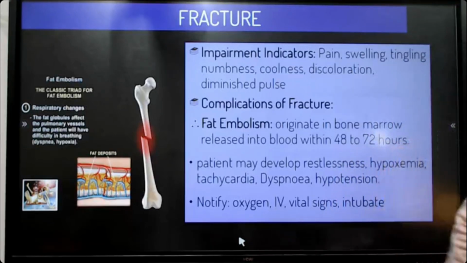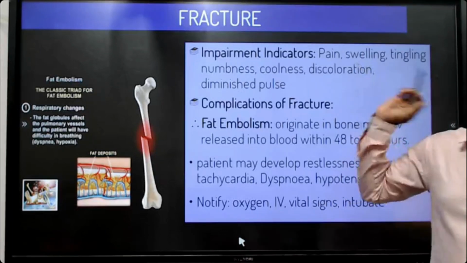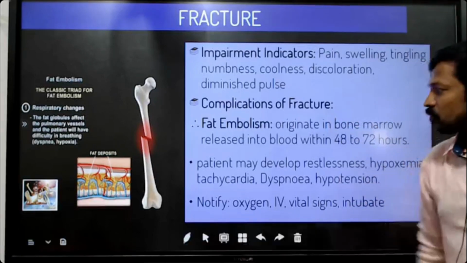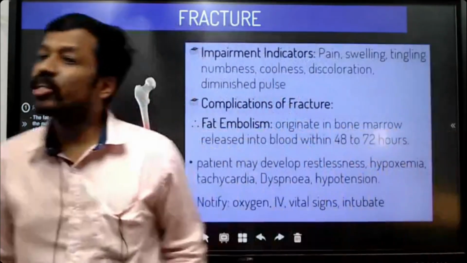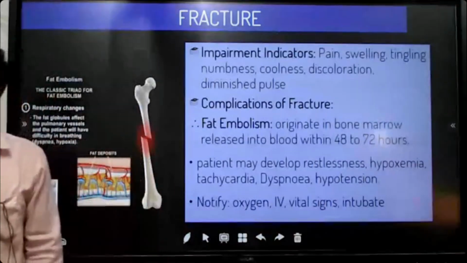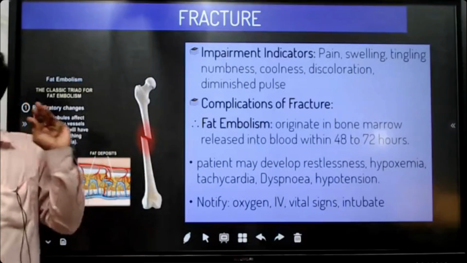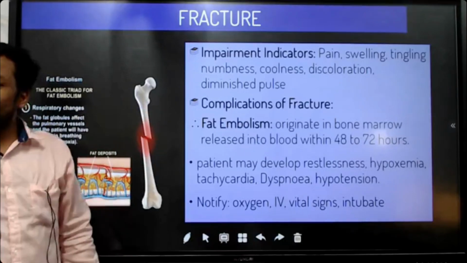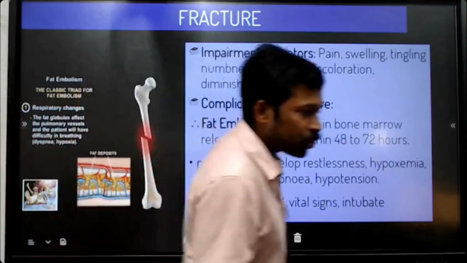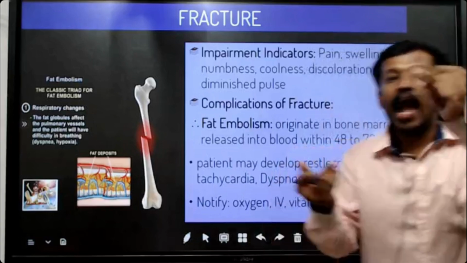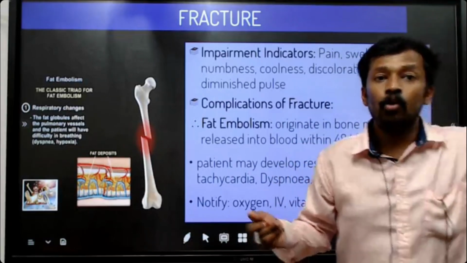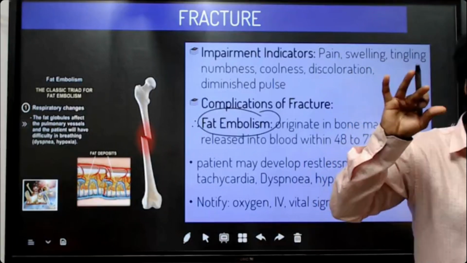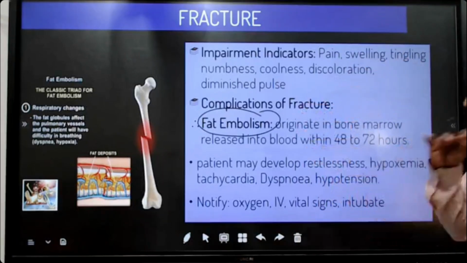The first one is fat embolism. What is fat embolism? The cholesterol or adipose tissues move from one area to another. Due to lack of mobility, prolonged immobilization, these fats or adipose tissues will be settling, depositing, and from there they move. Simply, that is called fat embolism, a moving plaque or moving adipose tissue. Got it?